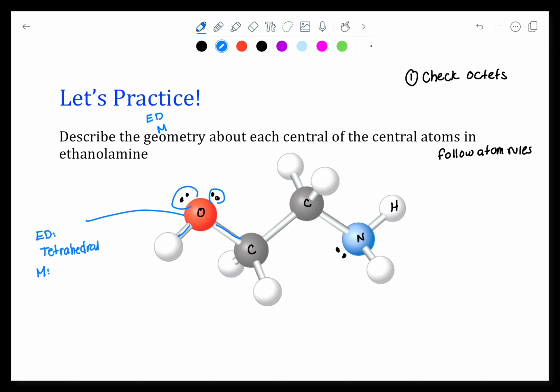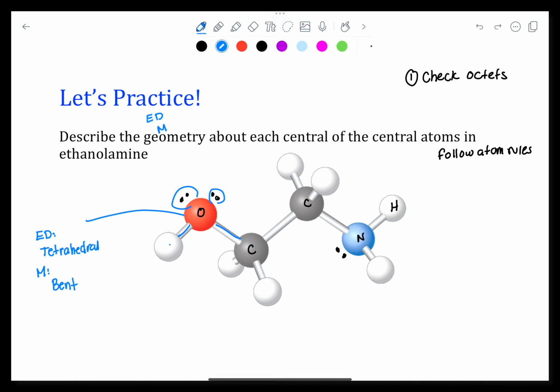For the molecular geometry, well, it has lone pairs, so we know that the geometries are not going to be the same. If I have 2 bonds and 2 lone pairs on a tetrahedral structure, this is going to be bent, which we can see because if I try to connect these bonds, they make a bent structure. Okay, it's a bent line.